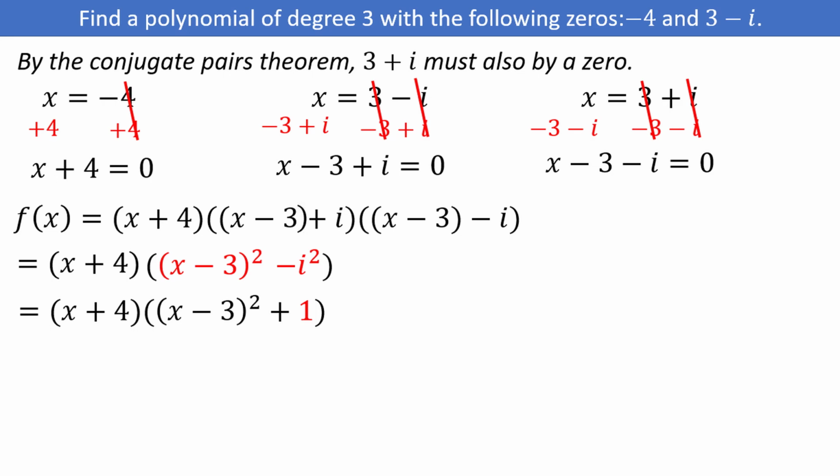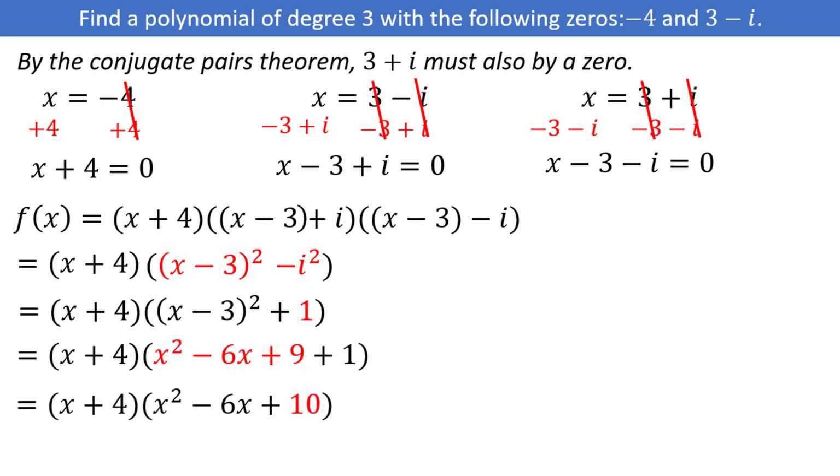But sometimes you might be asked to distribute to get a polynomial in standard form, which I will go ahead and do. First, I'll FOIL out x minus 3 squared, which is x squared minus 3x twice, which is negative 6x, and then plus 9. Adding the 9 and positive 1, we get x plus 4 times x squared minus 6x plus 10. Now we need to distribute.